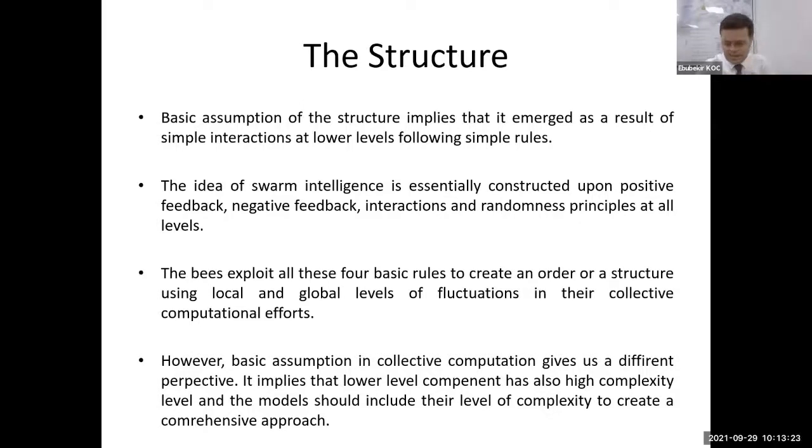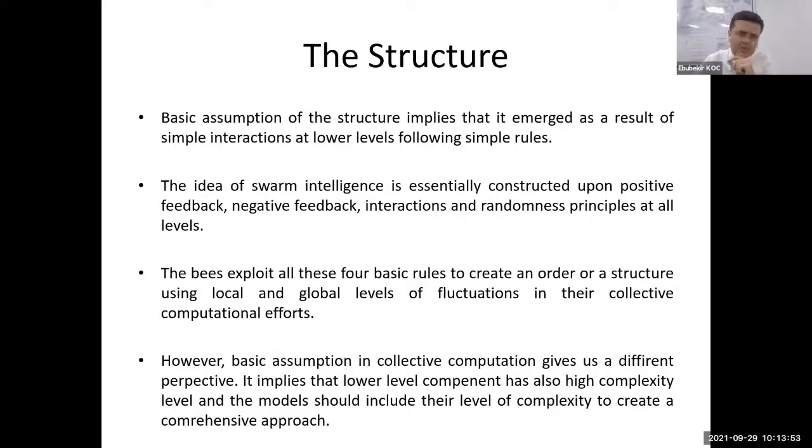The structure: the basic assumption of the structure implies that they emerge as a result of simple interactions at lower level following simple rules. The idea of swarm intelligence is essentially constructed upon positive and negative feedbacks, interactions, and randomness, as you all know. The bees exploit all these four basic rules to create an order or a structure using local and global levels of fluctuations in their collective computational effort.